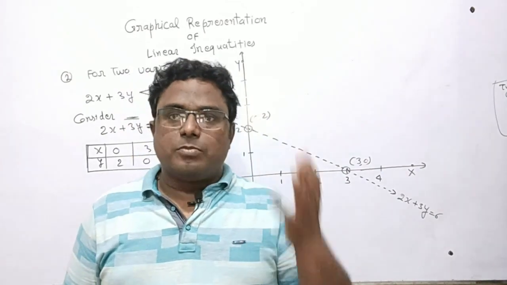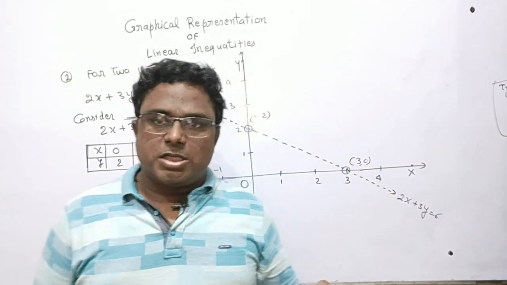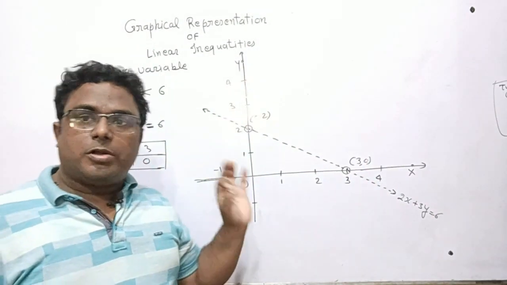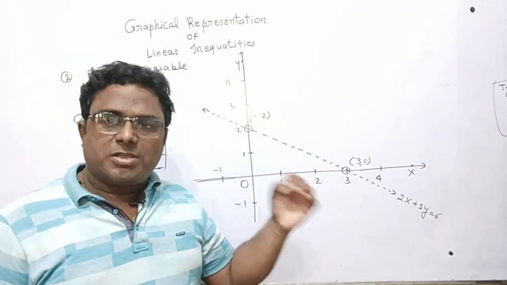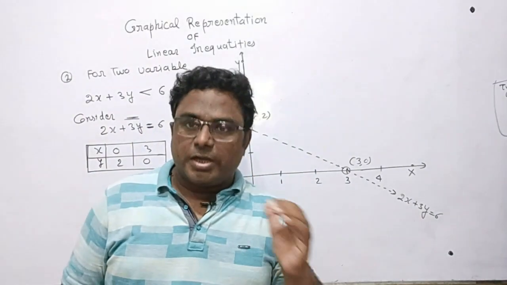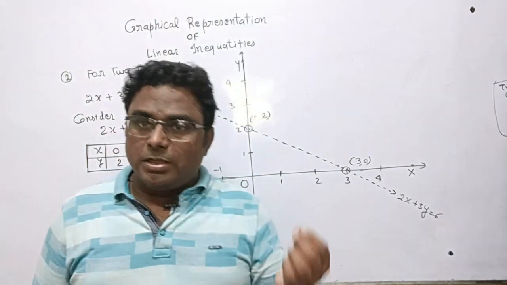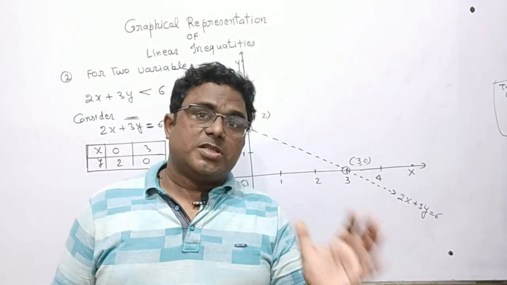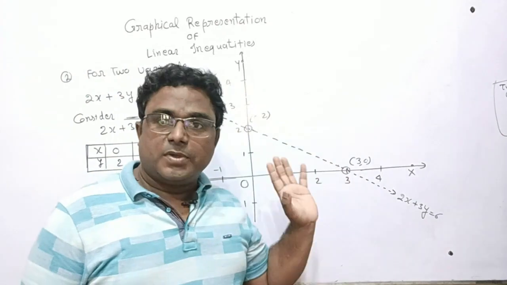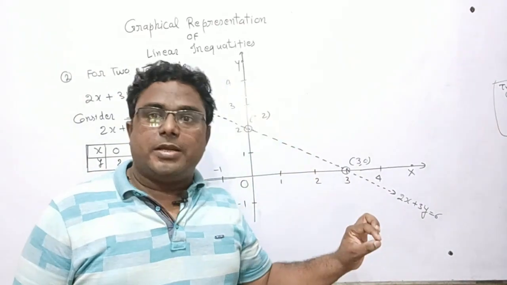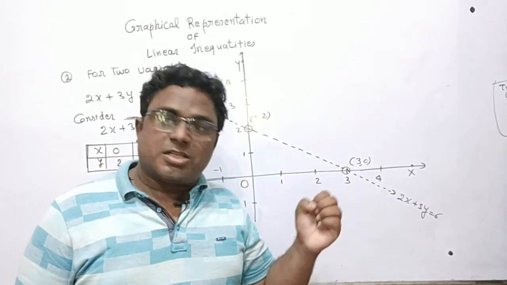To decide that, we use a very simple trick. We use a testing point method. What is the testing point method? From the whole Cartesian plane, you take any point as a testing point. But one precaution is required: that testing point must not be present on this line. So any point which is not on this line can be considered as a testing point.